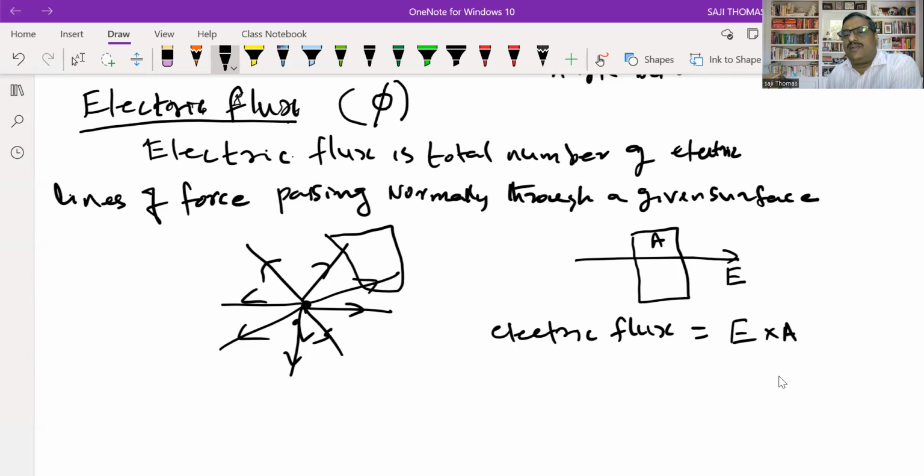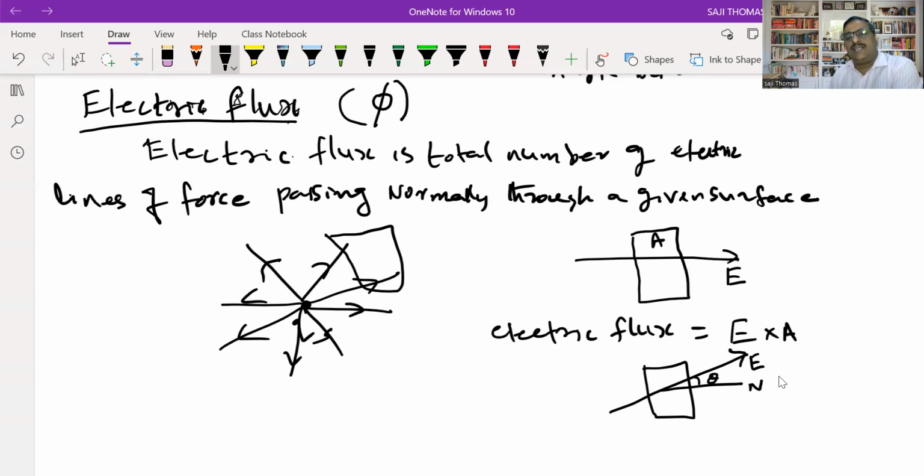See here, electric field was normal or perpendicular to the area. In most of the cases, electric field may not be normal. So in that case, how will you calculate the electric flux? See, this is the area. Suppose electric field is in this direction. This is the normal. So there is an angle between them, theta.